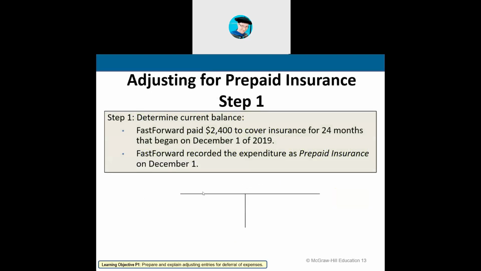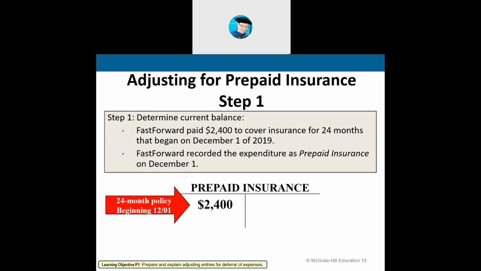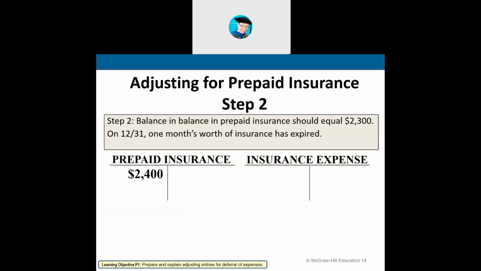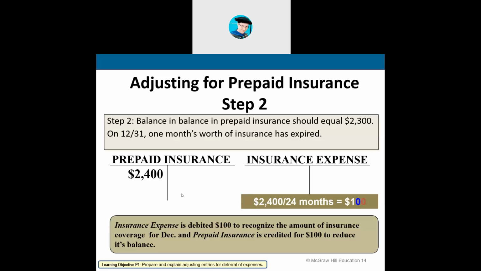Okay, so here's another example following the steps. Prepaid insurance, the $2,400 that we talked about earlier. The first transaction is we would debit prepaid insurance and credit cash to reduce our cash. That's the first transaction. At the end of each month, we would debit insurance expense $100 and credit our prepaid insurance $100 to reduce our prepaid insurance account. And we would do that at the end of every single month for 24 months.